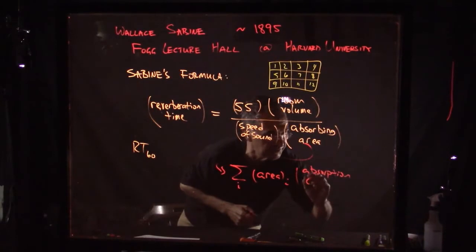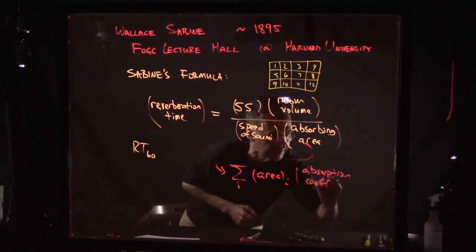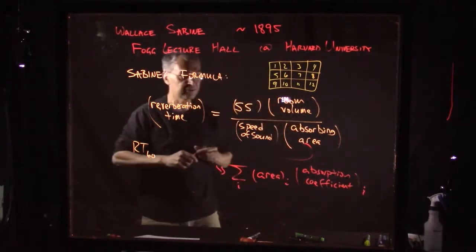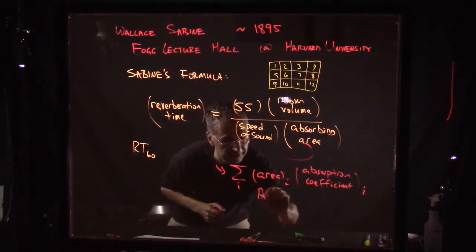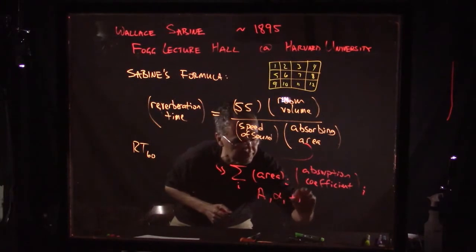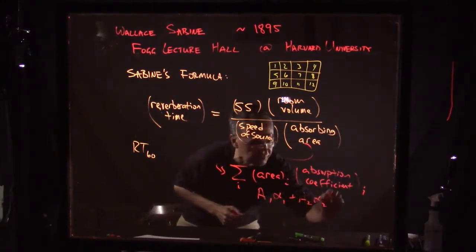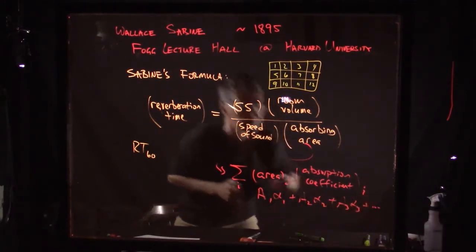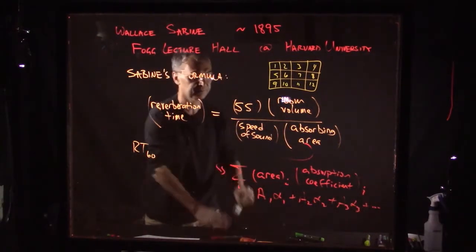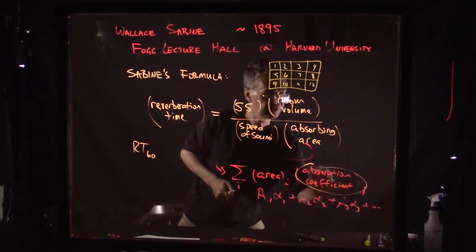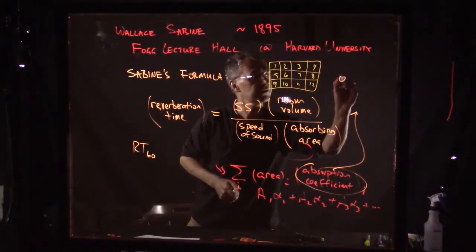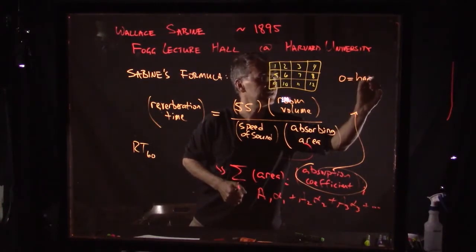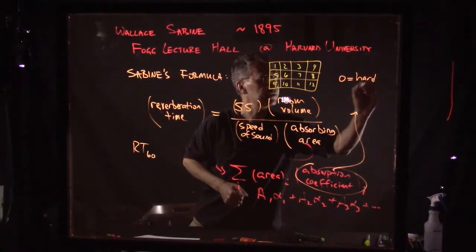This is a lot of detail. You don't have to know any of this today. I'm just giving you a preview. So that means that would be kind of like A1 times absorption coefficient 1 plus A2 times absorption coefficient 2 plus A3 times absorption coefficient 3. And this absorption coefficient is, say, 0 for a hard surface, or not exactly 0, but pretty close, a small number, for a hard surface.